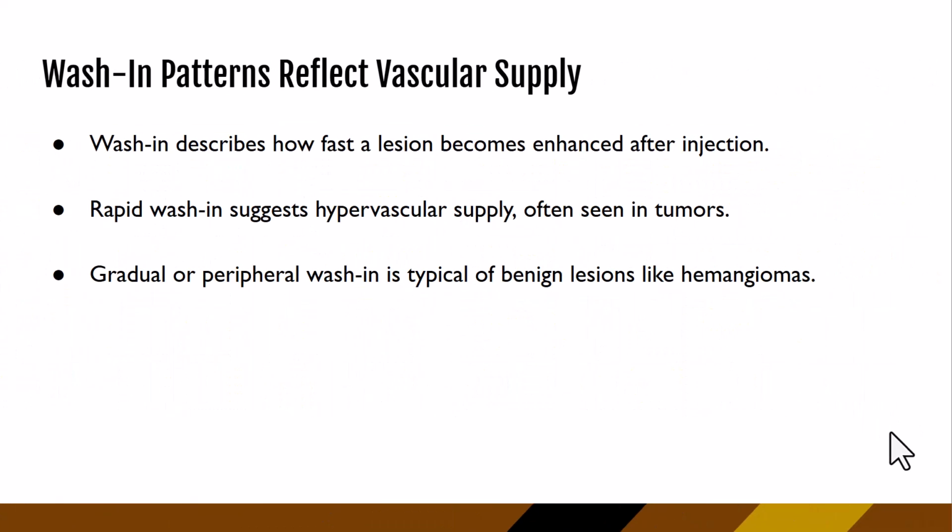So there were a couple other words in there that I said, wash in and wash out. Wash in patterns really reflect the vascular supply, and it's going to tell us how quickly the microbubbles enter the lesion. Again, a rapid wash in, especially within the first 10 to 20 seconds, usually means that the lesion is hypervascular, like a hepatocellular carcinoma or metastases. In contrast to that, though, a slow or peripheral wash in often points more towards a benign lesion. Hemangiomas, for example, show nodular peripheral enhancement that slowly fills in.